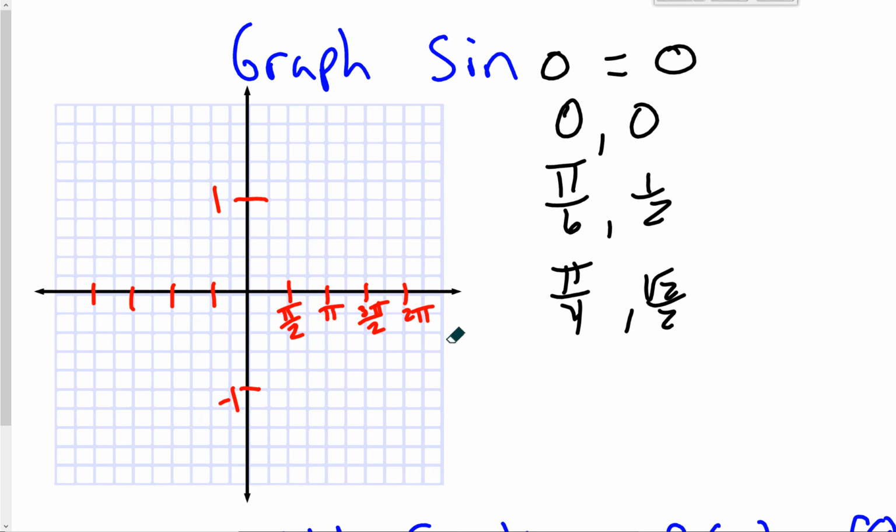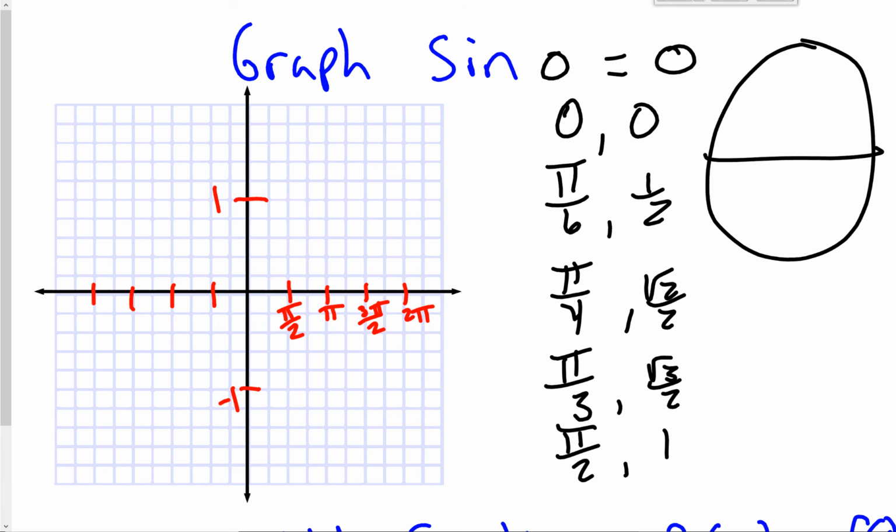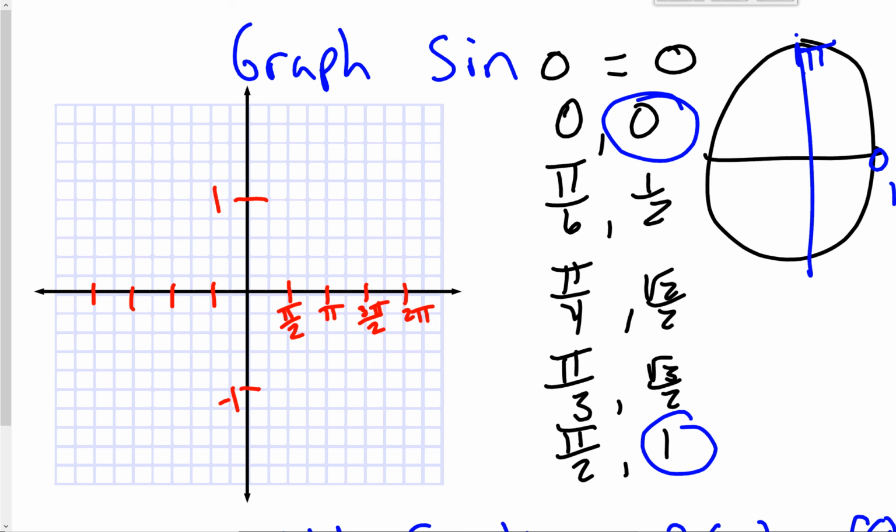Sine of pi over 3 is root 3 over 2. Pi over 2, 90 degrees, I get positive 1. If we look at the unit circle, the easiest ones to deal with are 0 and 1 as answers, since I don't have these fractions. At 0, I get a y value of 0. At pi over 2, I get a y value of 1. And at pi, I get a y value back at 0.